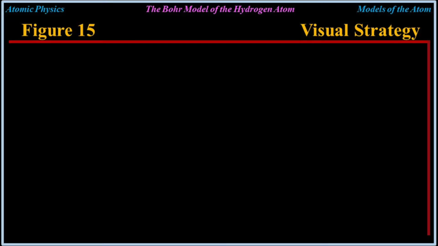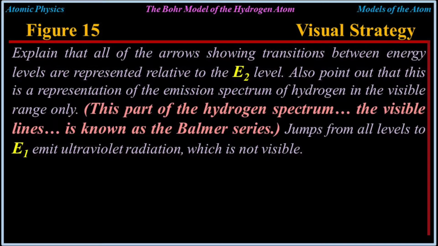Figure 15, visual strategy. Explain that all the arrows showing transitions between energy levels are represented relative to the E2 level. Also point out that this is a representation of the emission spectrum of hydrogen in the visible range only. This part of the hydrogen spectrum, the visible lines, is known as the Balmer series. Jumps from all levels to E1 emit ultraviolet radiation, which is not visible.